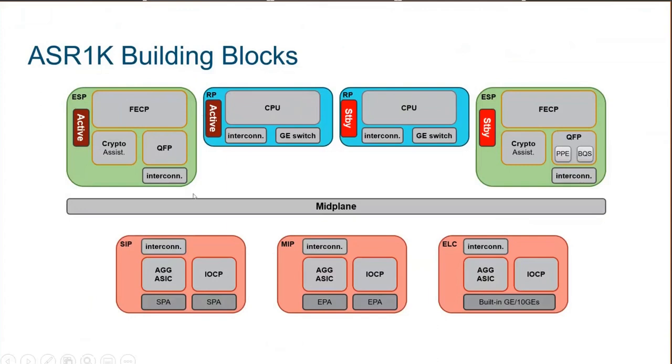And we have a mid plane in between. This mid plane is basically the internal link that connects all these modules together. The RPs, ESPs, and the SIP, MIP modules all communicate over this mid plane. We'll see what kind of links they communicate on.